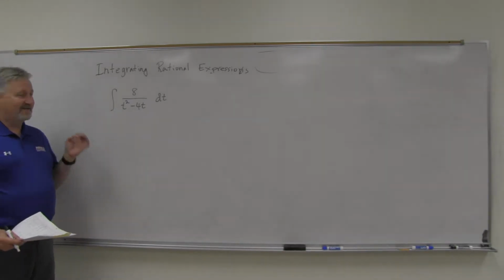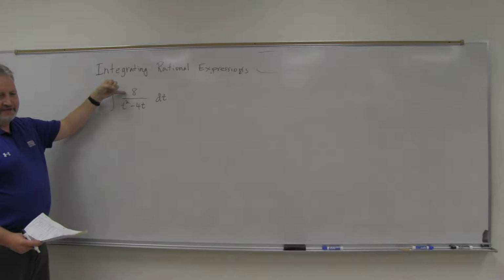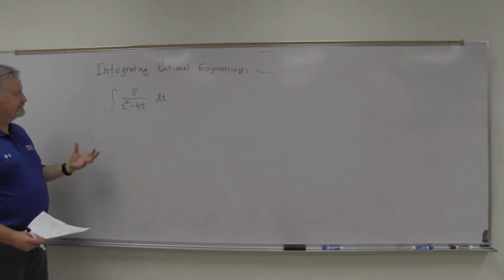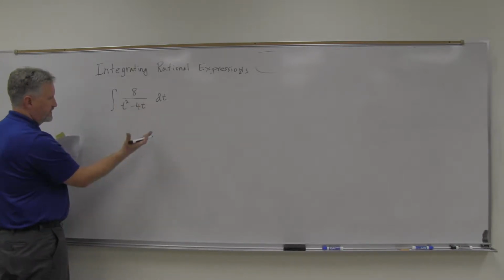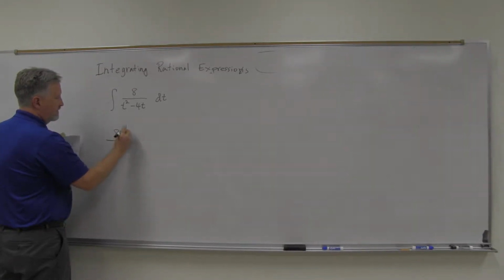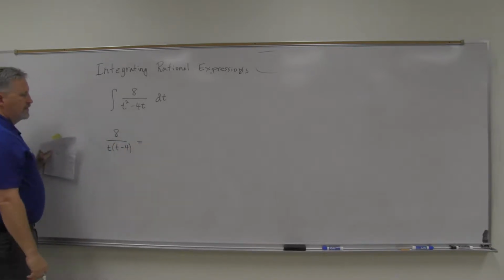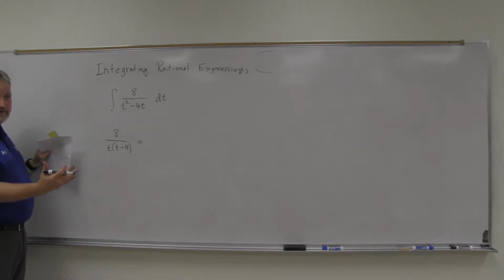Right, so let's look at yet another one where we have the numerator degree less than the degree of the denominator. So again, we'll go into the partial fraction decomposition. So we've got to factor the denominator, which is t times t minus 4 on the left side.